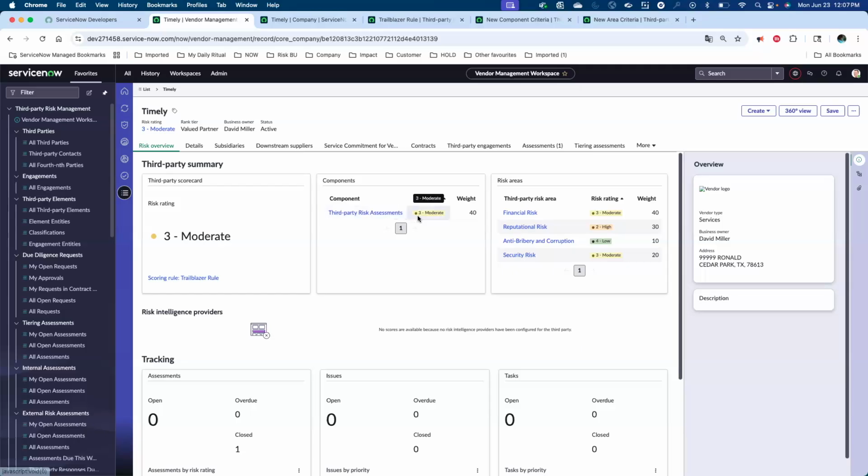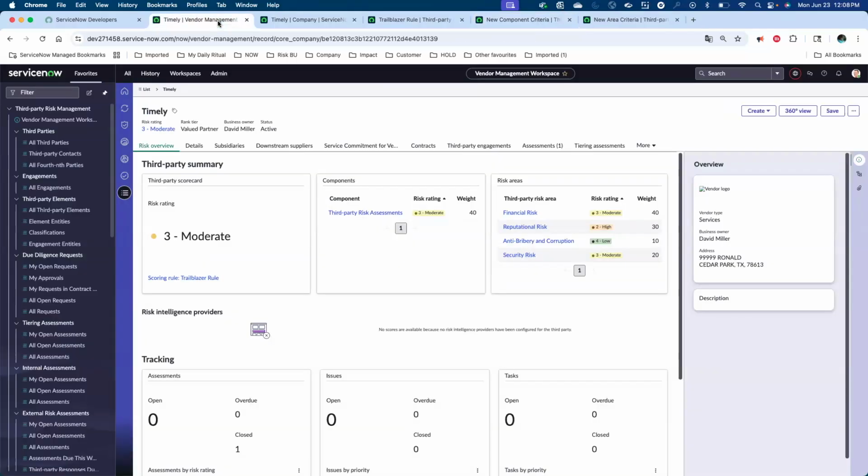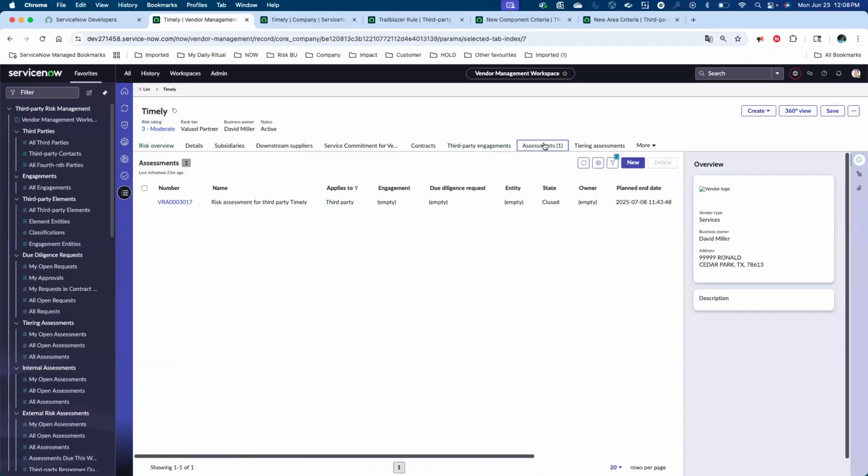So we see that the component itself has this risk rating of 3 moderate. That has resulted in the risk rating of the third-party record itself, the third-party record Timely, to be 3 moderate, right? So now that we have understood that portion, we have seen how the component criteria was applied. We have seen that the scoring method is average risk. In this case, there is only one component. So our conclusion is that's the risk rating of the third party. Now let's investigate the assessments. That is the only component, right?